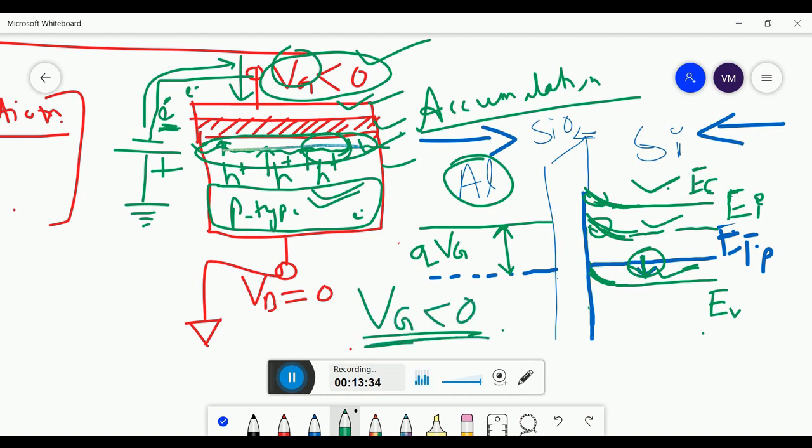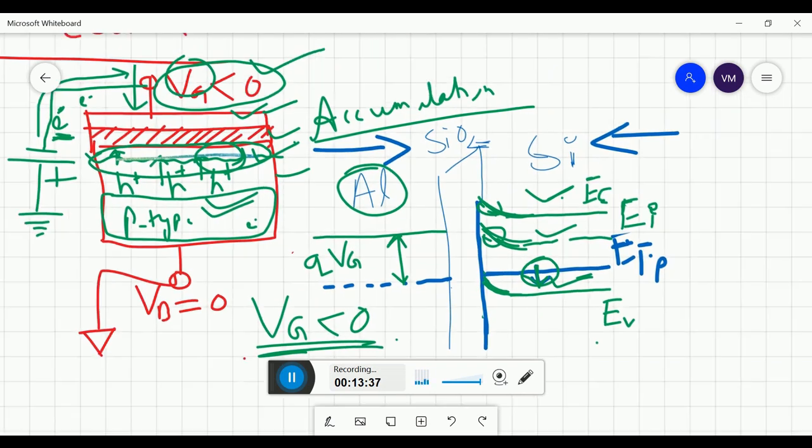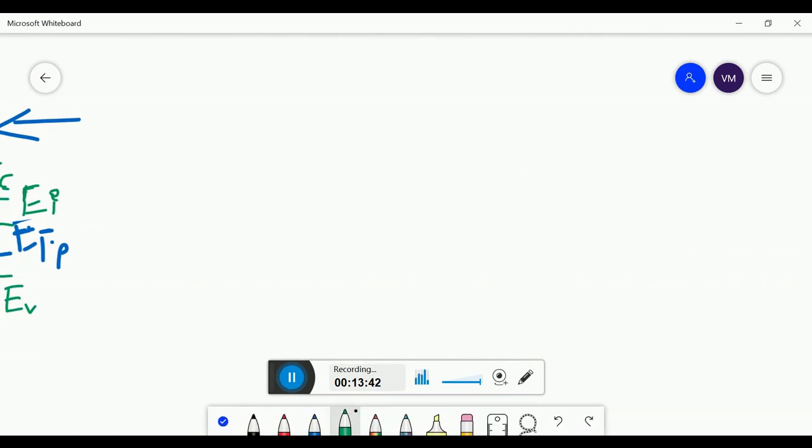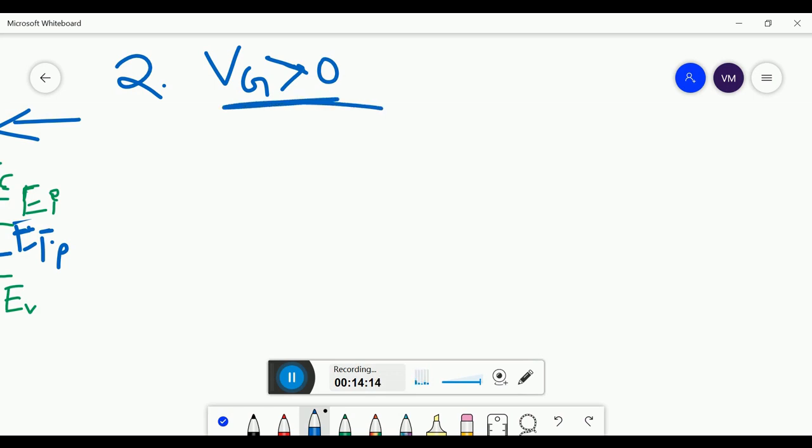Fine. Now let us come towards the next condition. The next set of condition is when you apply a little positive voltage. Please remember, only little positive voltage. I am not talking about the gate voltage which is lower than the threshold voltage or higher than the threshold voltage. I am just saying that let us apply a little gate voltage. Fine. Now take the second condition, when we apply a little gate voltage, a gate voltage higher than 0. Fine. Little gate voltage. Now what will happen?